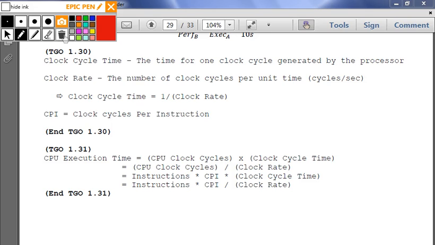Yes? How do you go about increasing the clock cycles? Well, then we would be getting into clock cycle generation, which is crystals, which would be outside the scope of this course.